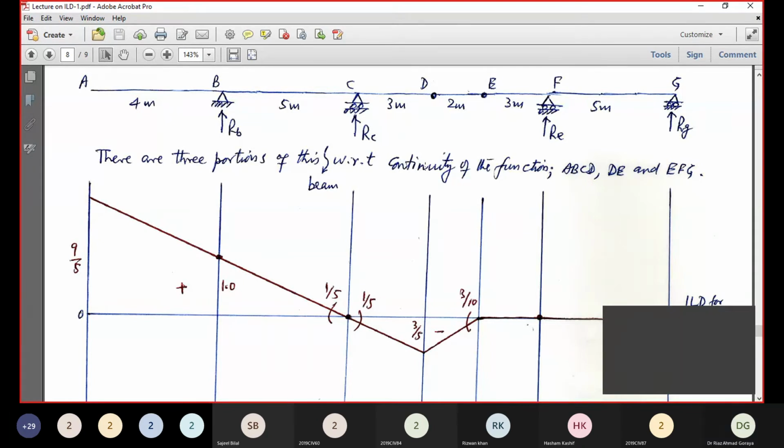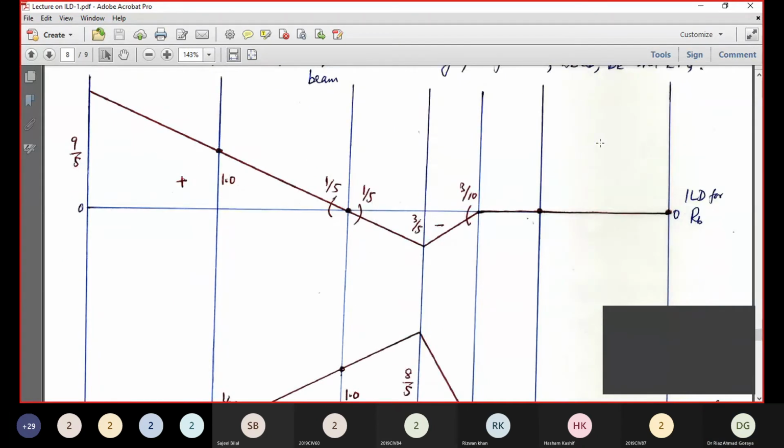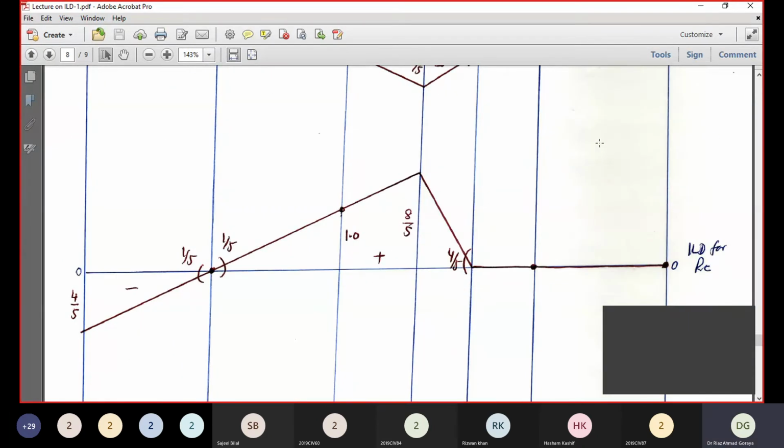Similarly, ILD for RC. Now we have to give a unit positive displacement at C and 0 at all other supports. 0 at B, 0 at F. Here, instead of RE, RF should have been written, so make it RF now. It's not RE, it's RF. So 0 at F and 0 at G. Now simply join these 2 points.